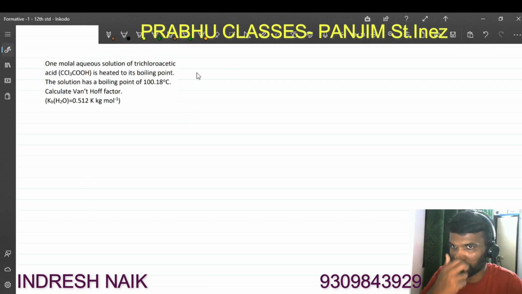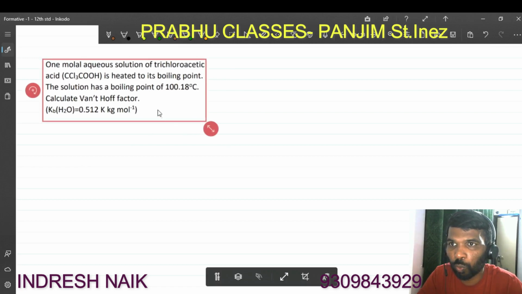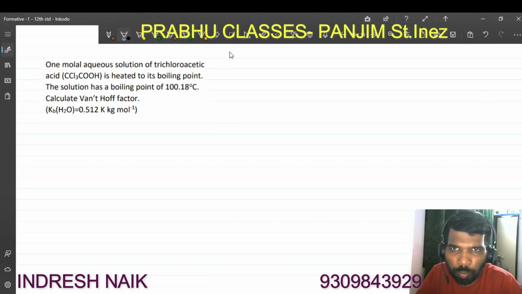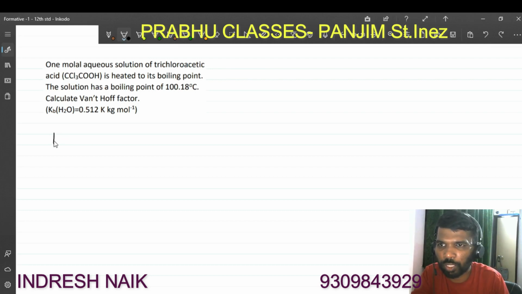And here is the question. The question asked: a one molar aqueous solution of chloroacetic acid is heated to its boiling point. The solution has a boiling point of 100.18 degrees Celsius. Calculate the van't Hoff factor. This question is based on one of the colligative properties, that is elevation in the boiling point.